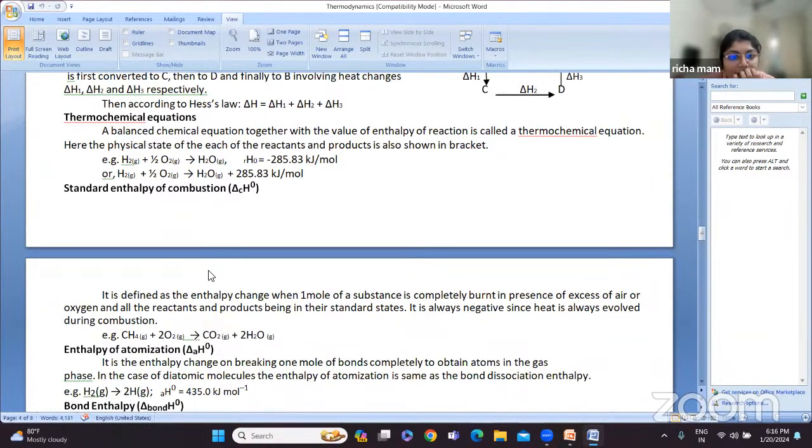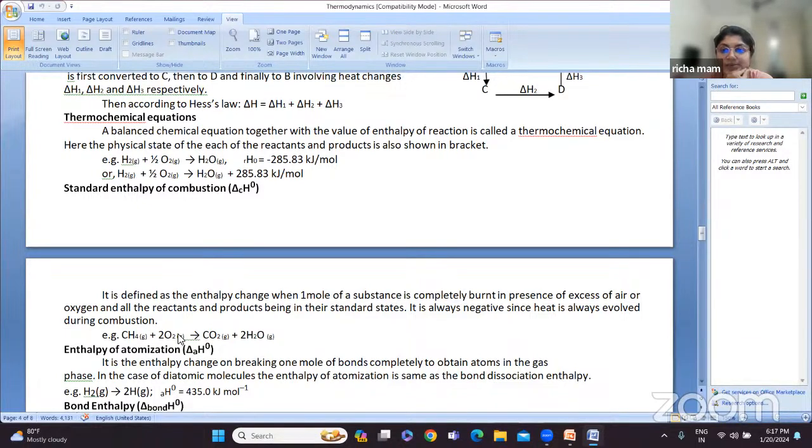Now, enthalpy of combustion. What do you mean by enthalpy of combustion? Combustion means the burning process, that is when one mole of substance is completely burnt in the presence of excess air or oxygen. All the reactants and products should be in their standard states. The standard enthalpy of combustion is always negative because heat is always evolved during combustion. So your values will be negative here.